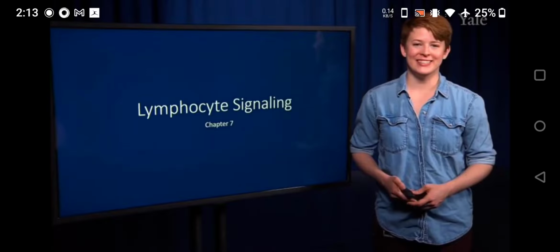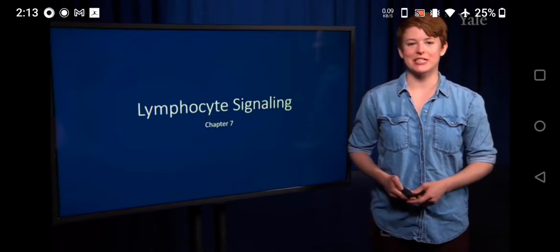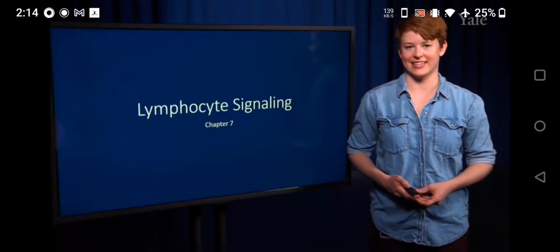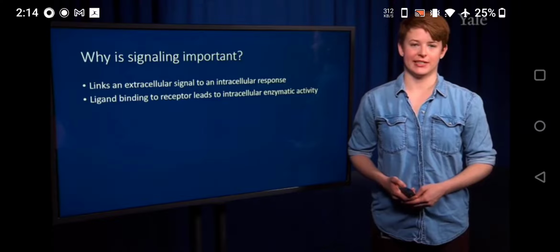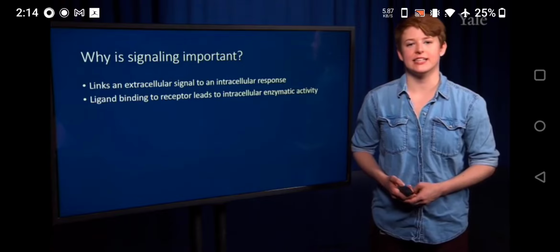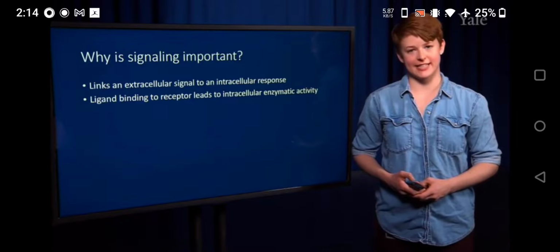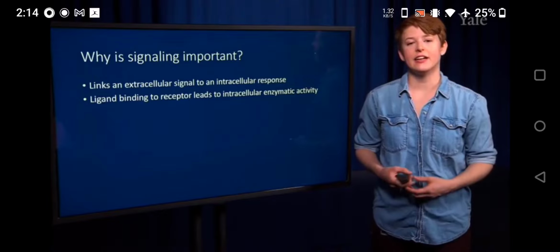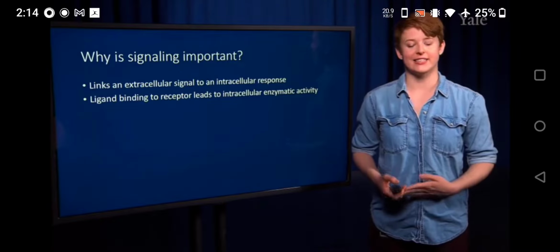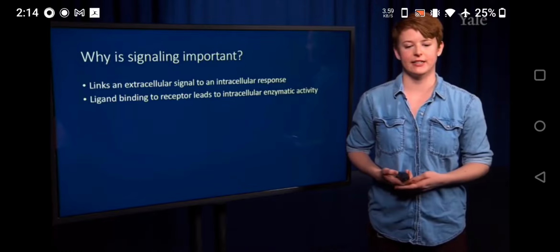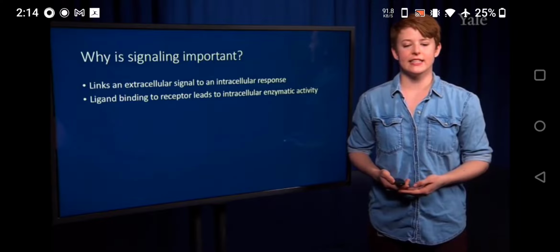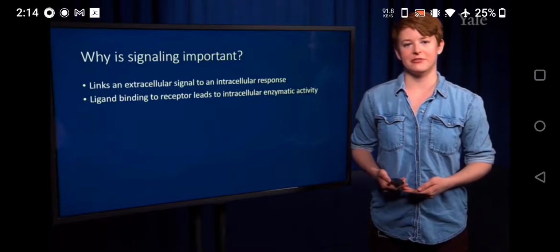Everyone. Today we're going to be discussing Chapter 7, which is Lymphocyte Signaling. So why is signaling important? Signaling essentially links a signal from outside the cell to a reaction inside the cell. So this is bridging across the plasma membrane. And this is particularly important for ligand binding to those receptors.